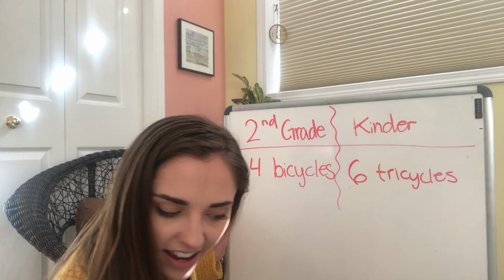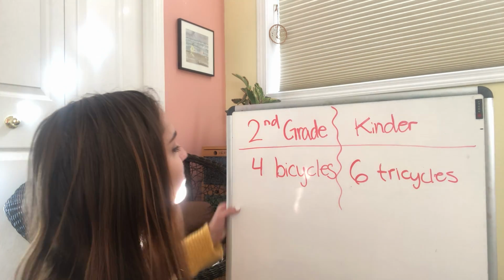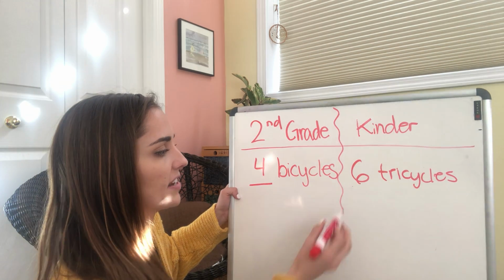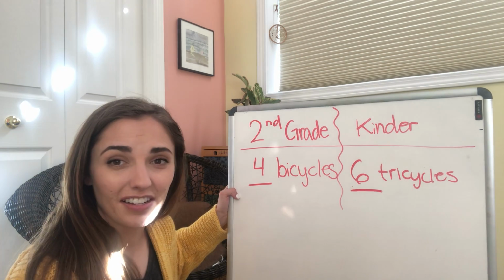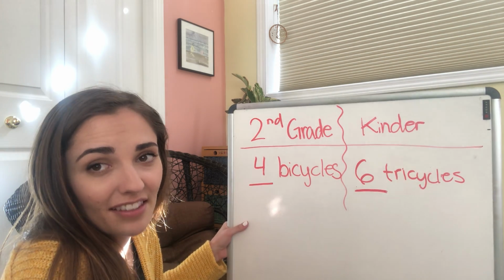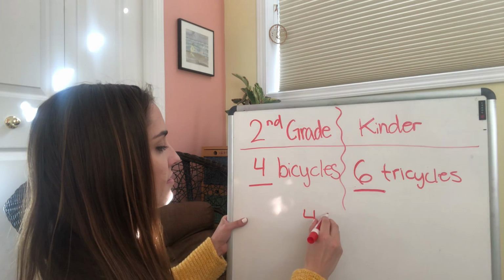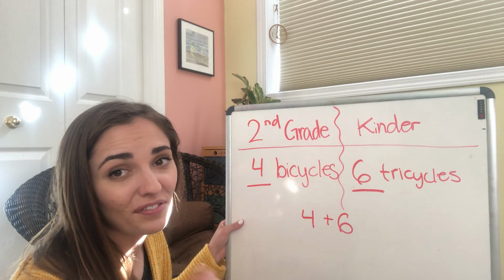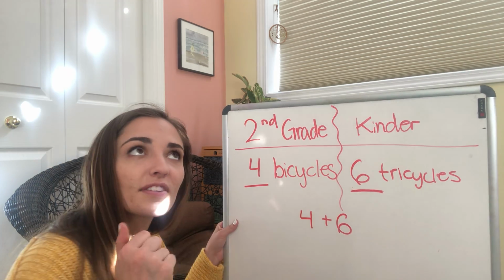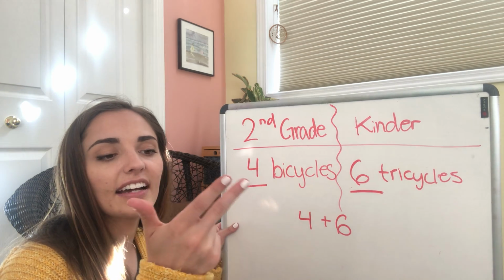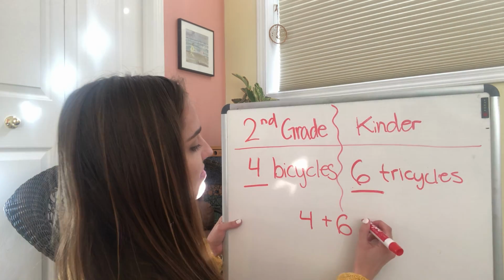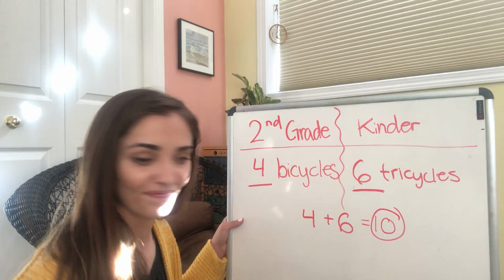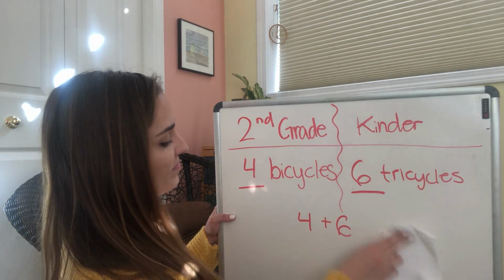The next one asks, how many children are on the playground? Okay, well, if we see that there are 4 second graders riding bikes and 6 kindergartners riding tricycles, we probably just need to add those together to get the total number of kids playing out on the playground. So 4 plus 6, that's something that we could just add up, counting on our fingers even, starting from 6. So we could go 7, 8, 9, 10. Easy. So there's a total of 10 kids out on the playground.